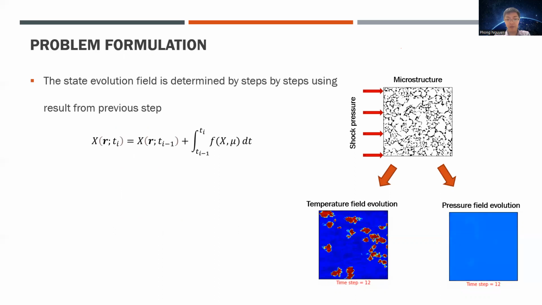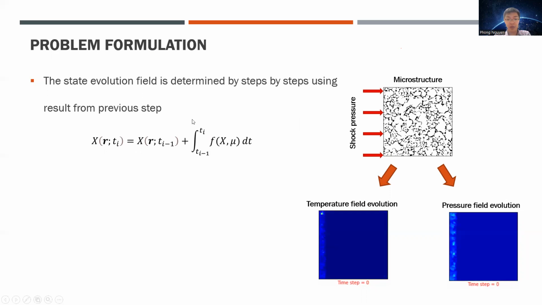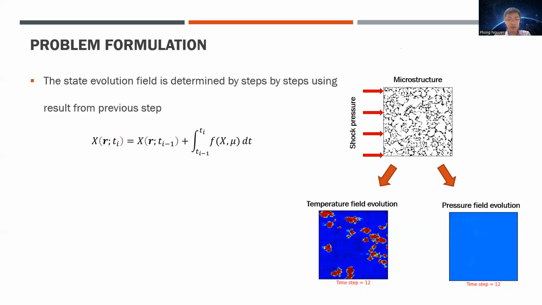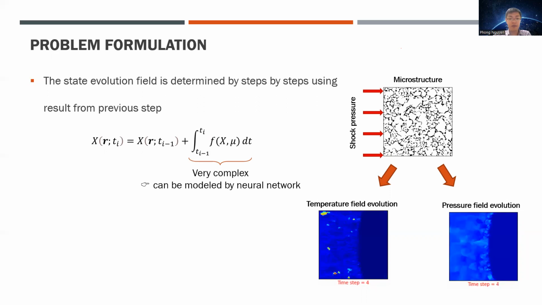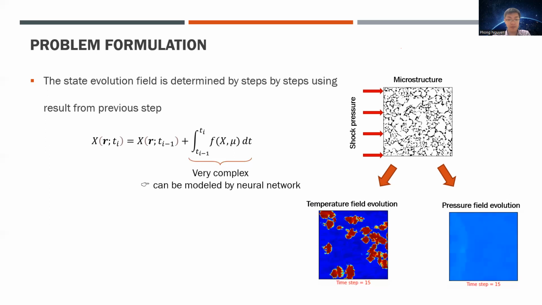So in this formulation, the temporal domain is discretized into finite steps with equal time intervals, and the quantity of interest at a given time step is determined using the values at the previous time step as shown here. And the integration term, which denotes the change of the quantity of interest over time, is a very complex function. Because of that, it can be modeled as a convolutional neural network.